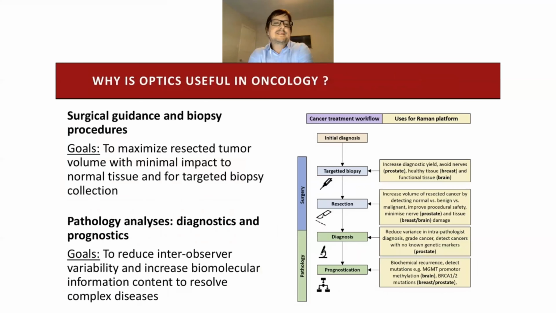So you need to interpret this data. So that's what I'm going to talk about today, how we use machine learning to reinterpret and transform these data into something that can be useful for medical practitioners. The applications that I will go over quickly basically are surgical guidance and biopsy procedures. How can we use that information from machine learning and spectroscopy to help those procedures? And also, how can we complement the information that's provided to pathologists in order to improve the diagnostics and prognostics, reduce inter-observer variability, and potentially help resolve complex diseases.